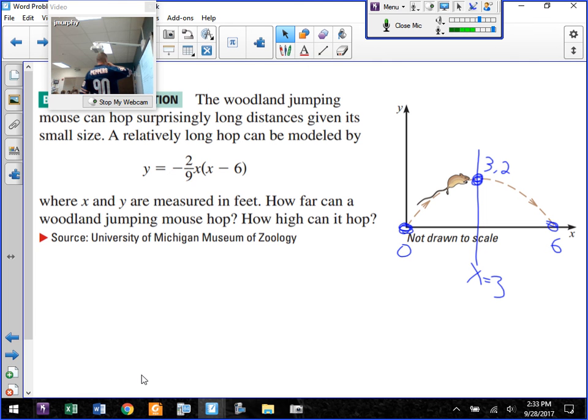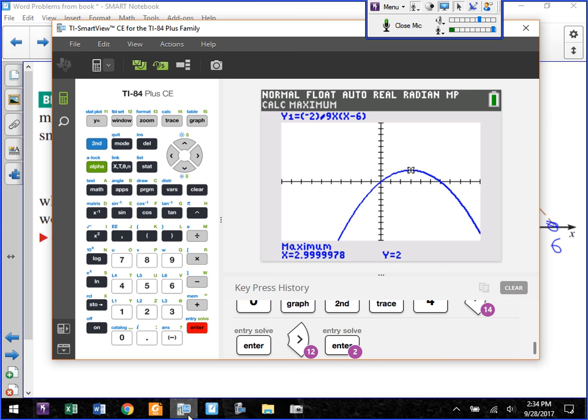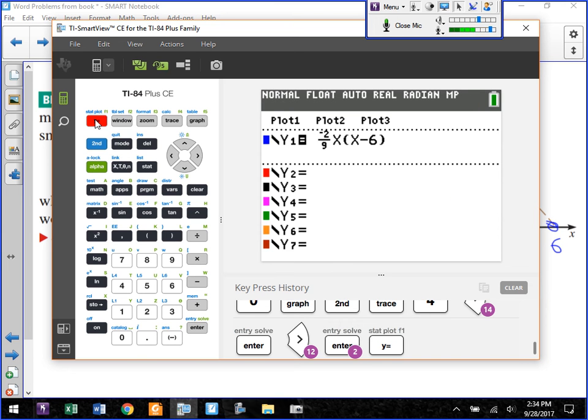Back to the, guys, if you have to get back out, if you're at y equals, to get back to the regular calculator screen, second quit.